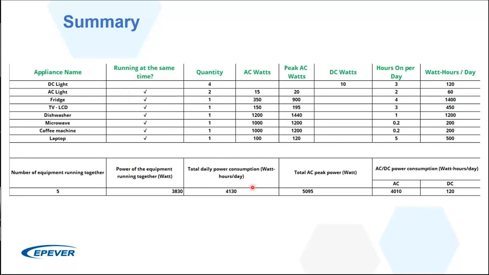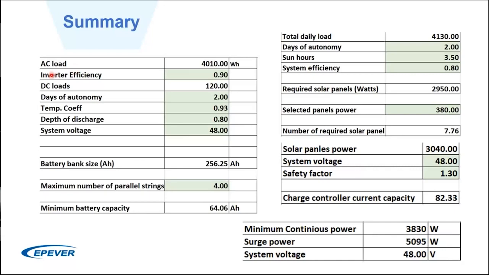So here is the summary. We had the list of our loads. Then we have the calculation for the battery bank, the inverter efficiency, DC loads, and whatever. This is based on the Excel file that could be available for you. If you are interested, you can just use it. We came up with 4 batteries of 64 amp hours. And then these are the calculations about the required solar panels. We required 8 solar panels of 380 watts. And then this is the charge controller part. We came to the conclusion that we need a 82 ampere charge controller.